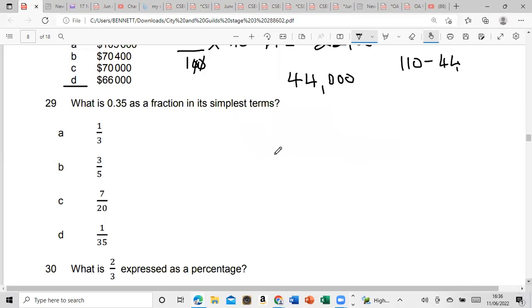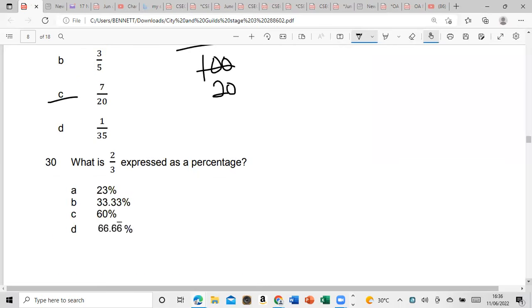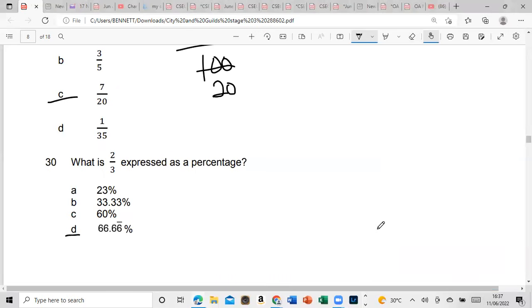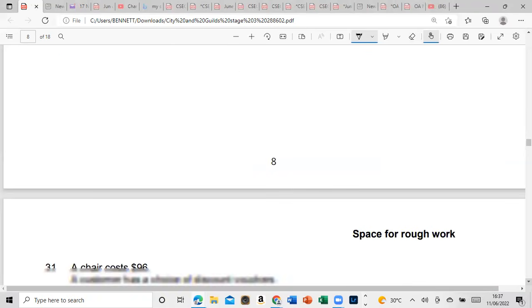All right, what is 0.35 as a fraction in its simplest form? So we convert this, so that should be 35 over 100, and we break it down to its lowest terms. We divide by 5, so 7 over 20. So that's C. We have reached halfway. What is 2/3 as a decimal? Guys, everyone should know that. 66%. So just times by 100. It works out to 66.7.